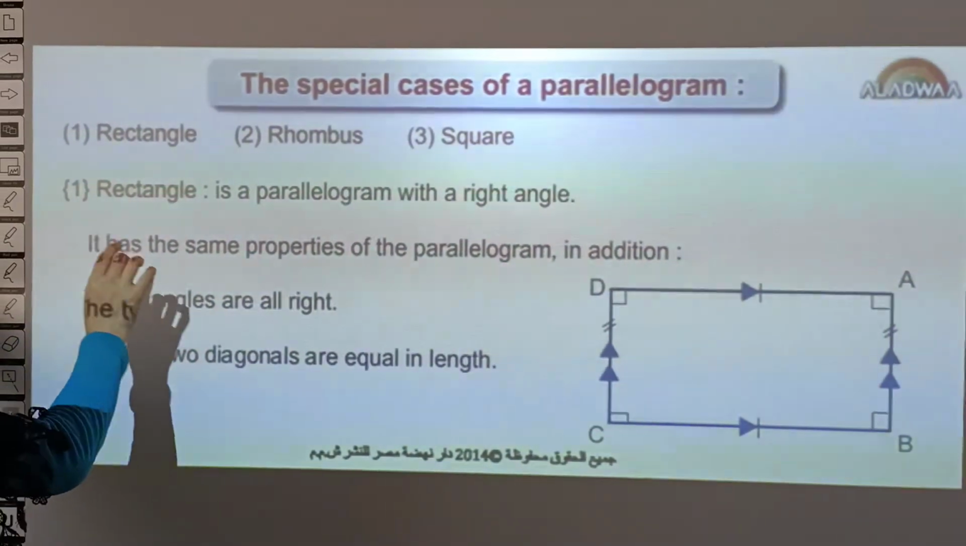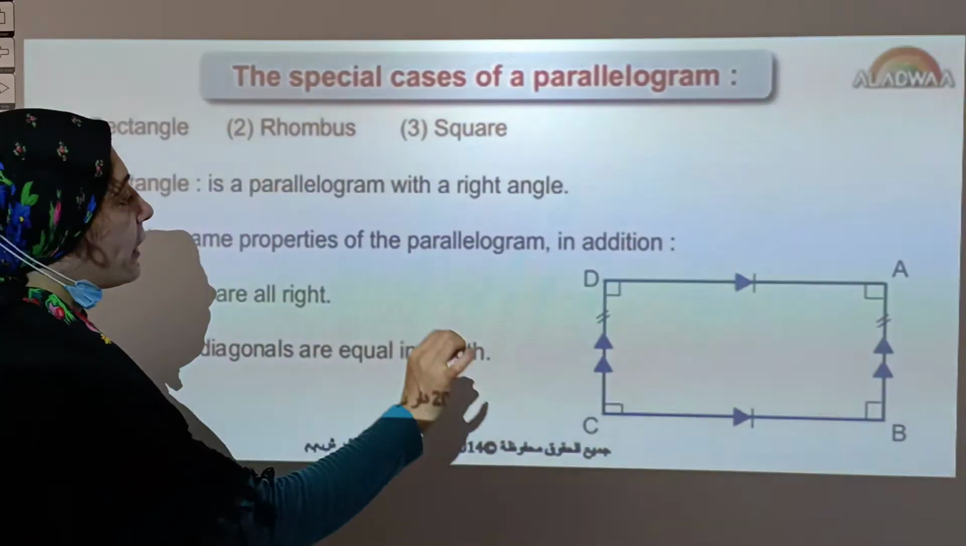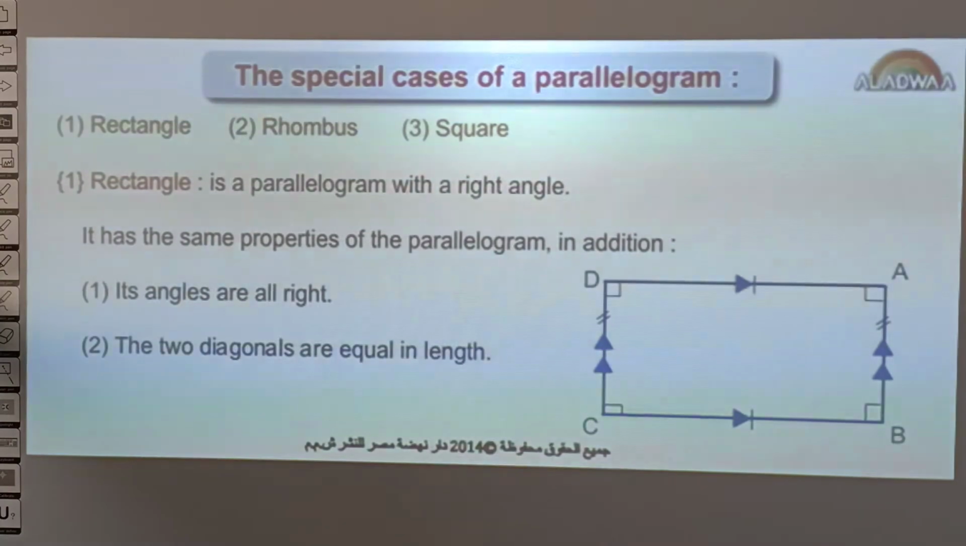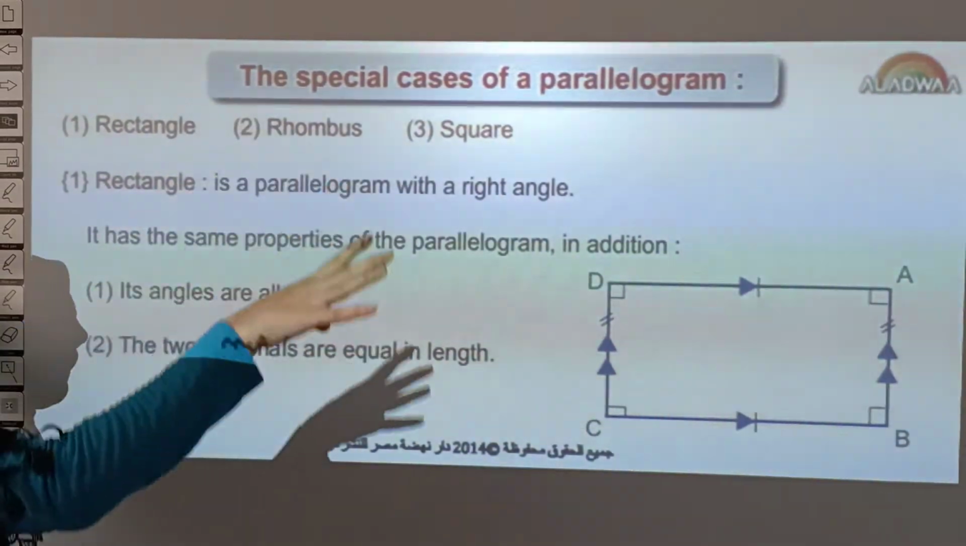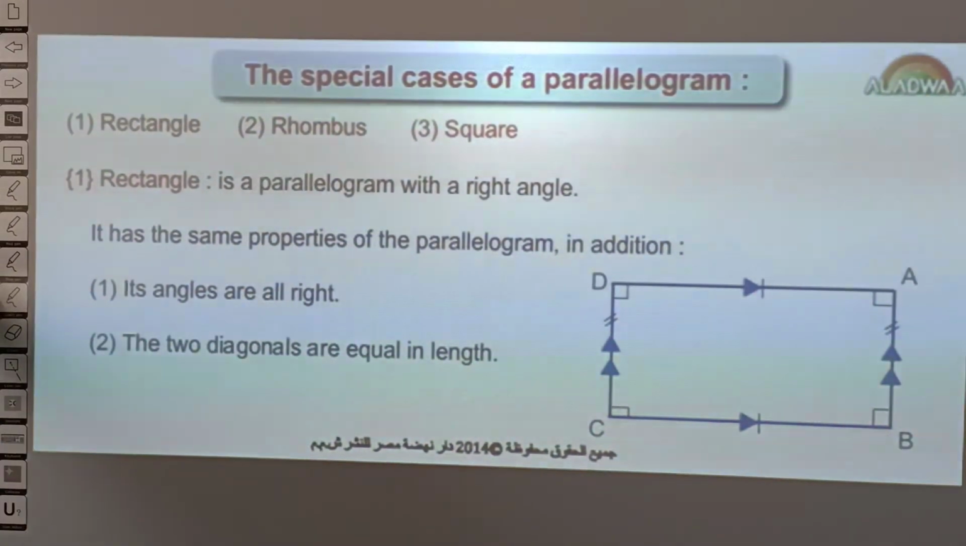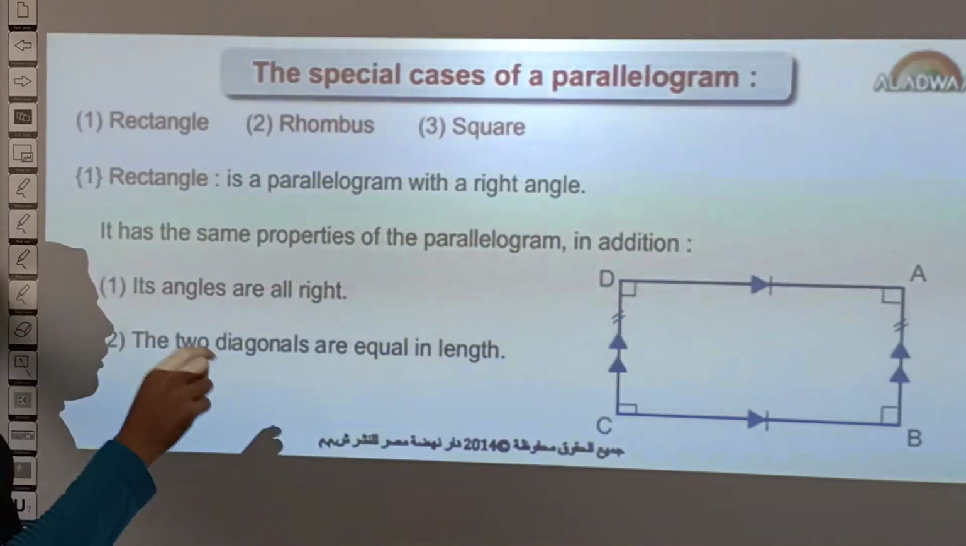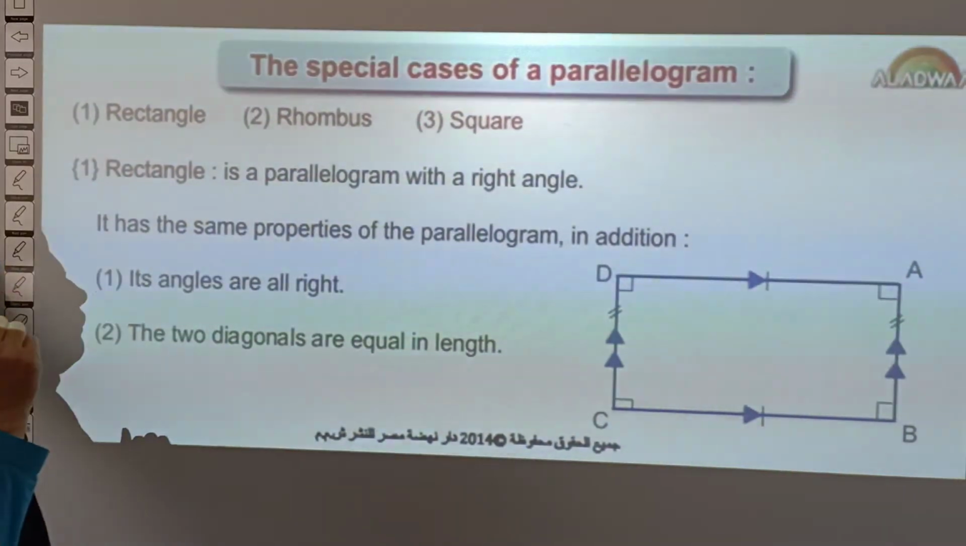It has the same properties of the parallelogram, in addition to all its angles being right angles. The two diagonals are equal in length.